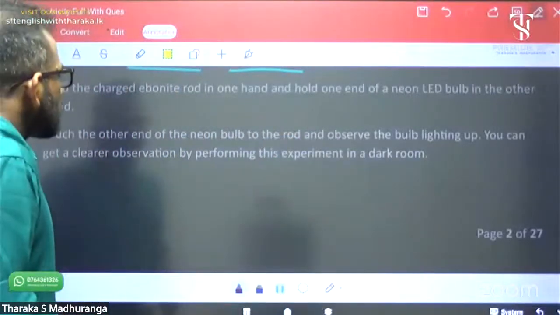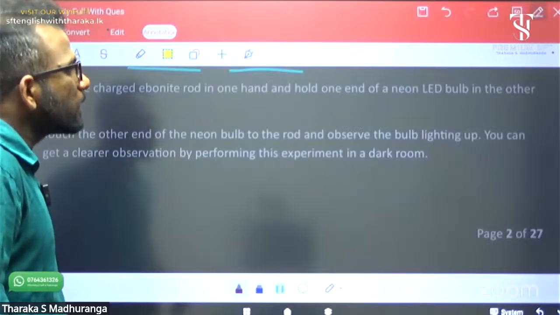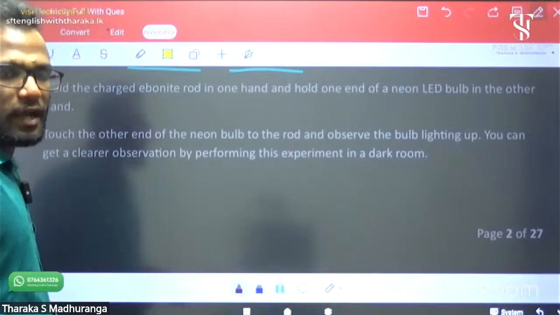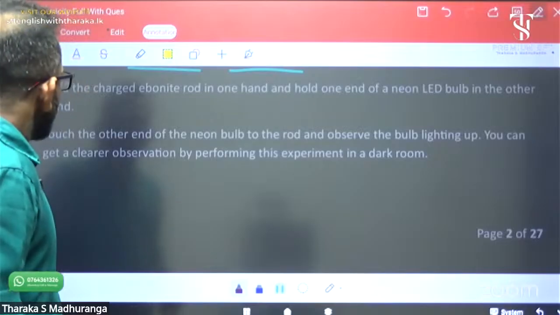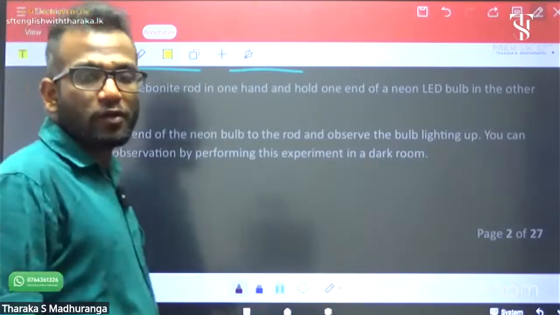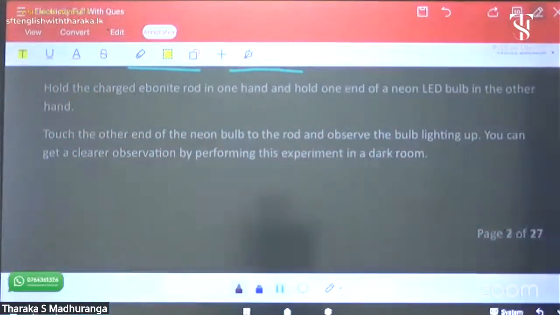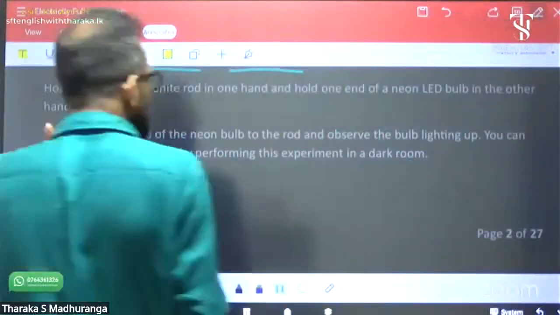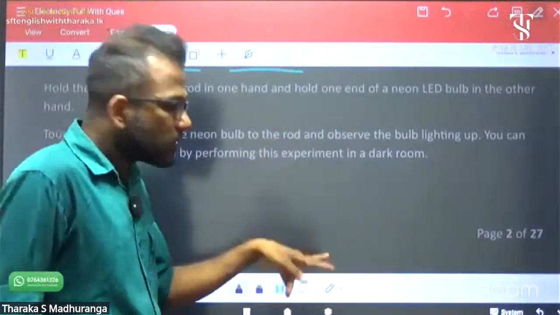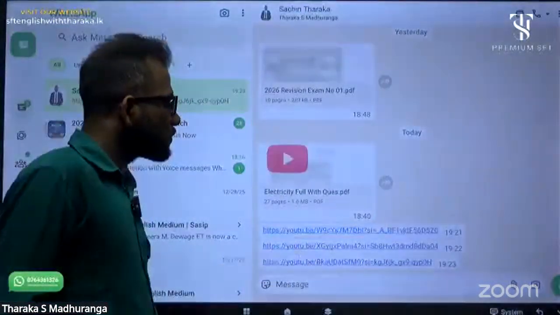Touch the other end of the neon bulb to the rod and observe the bulb lighting up. You can get a clearer observation by performing this experiment in a dark room. Dark room means in dark conditions. If you conduct this experiment, you can get proper observations. Okay, I'll show you.